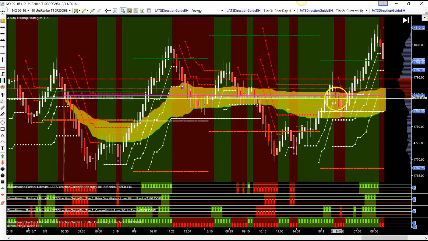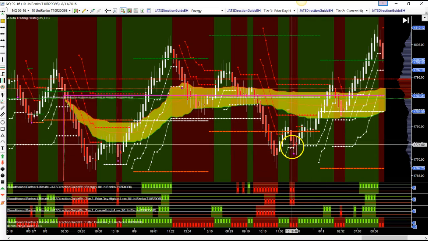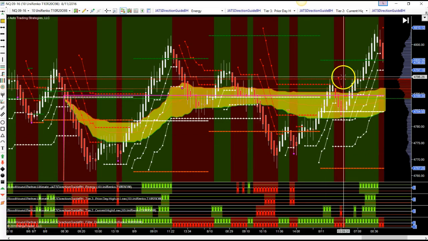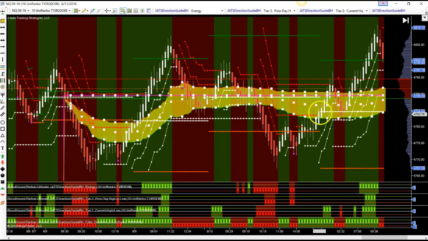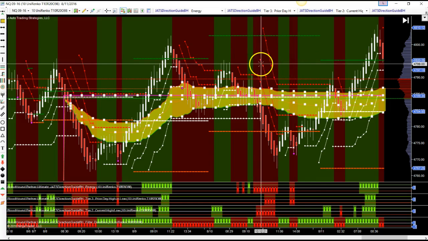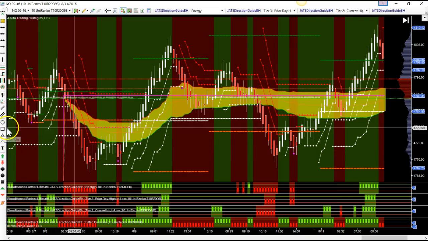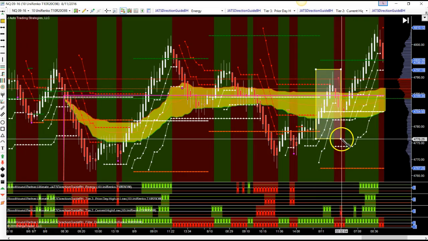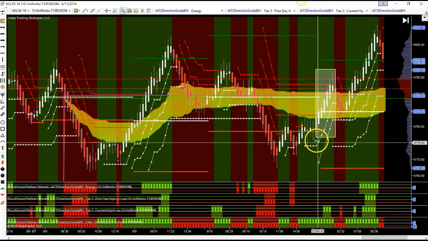But that second continuation move failed and price came back up inside the value. So once price does that, going to the top of the range is a very high probability trade. So this leg right here was your sweetheart trade for that leg, for that cycle.